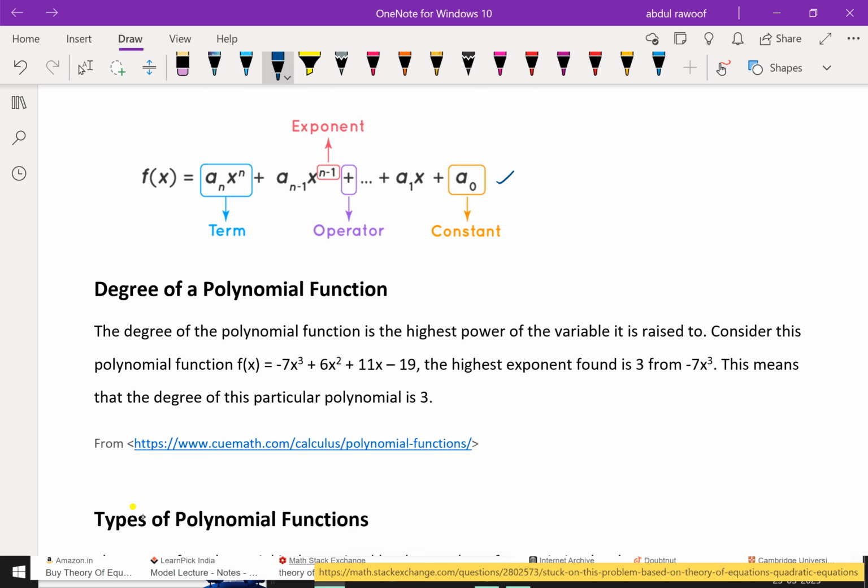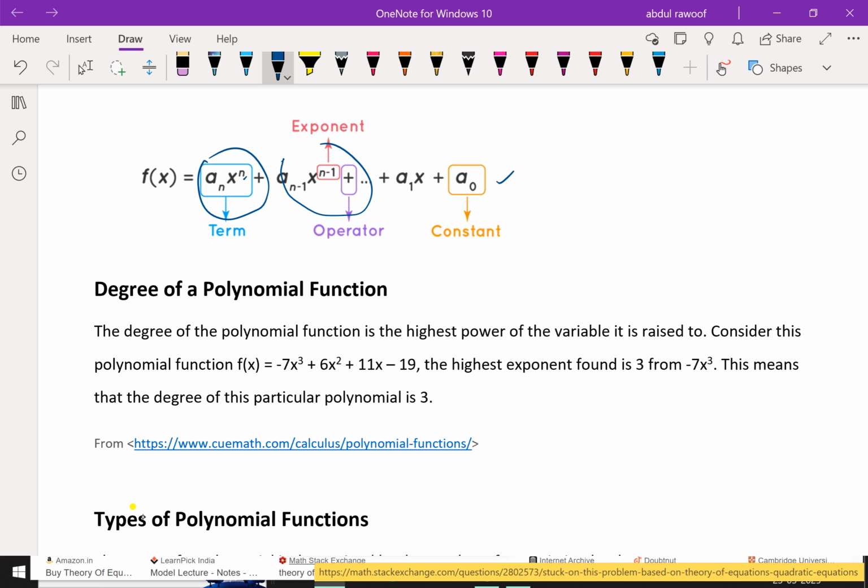Here, this is a term, each is one term. This is another term. Like terms are separated by addition or subtraction signs. As well, this power is called the exponent. X is the variable. Degree of a polynomial function.